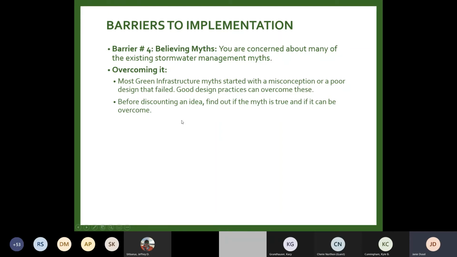So the way to overcome that really is, before you discount an idea or a concept, dig into it and find out if the myth is true. Like, find out if what you're hearing is actually true or if it can be overcome. A lot of green infrastructure related myths started with either a misconception or a poor design or a very poor construction that caused this facility to fail. But good design practices and quality construction can overcome a lot of those. So I'm going to share a couple of myths with you today. Again, not all of them, but a couple that hopefully you'll find helpful and potentially surprising, and maybe encourage you to reach out and dig into other myths as you encounter them.